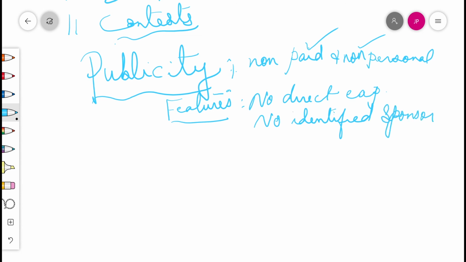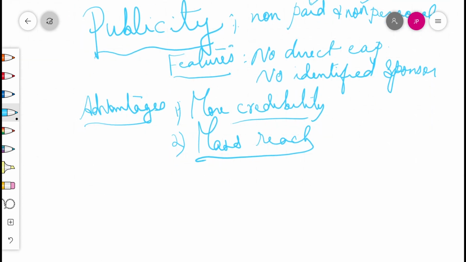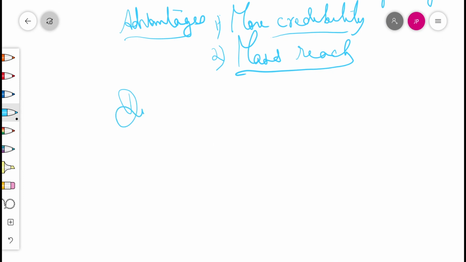What are the advantages of publicity, or merits? First point is that more credibility is there. Since the message comes from an independent source like press, news, etc., it has more credibility or trust. Secondly, mass reach. Under publicity, the message reaches the people in the form of news, so they pay more attention to it as compared to an advertisement message.